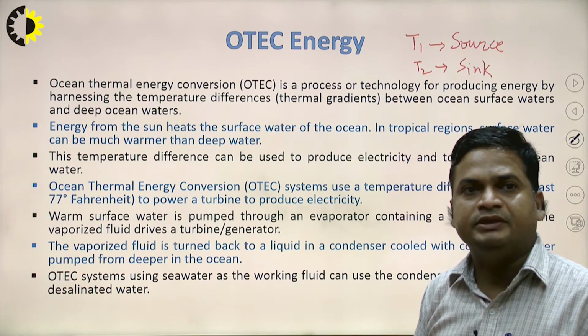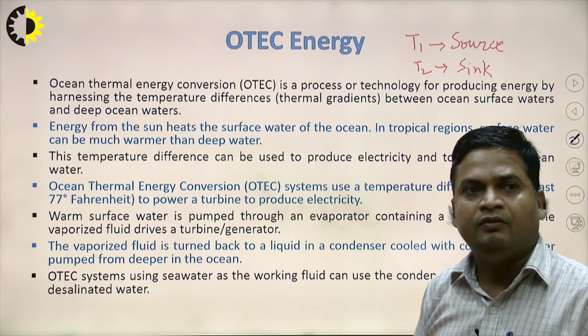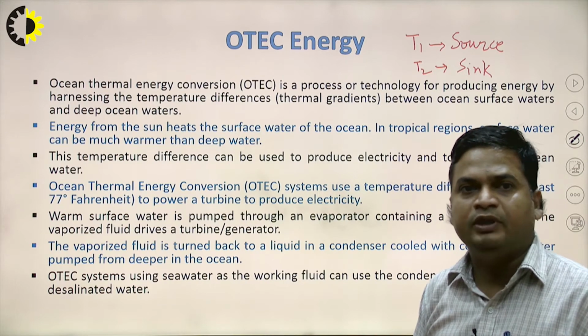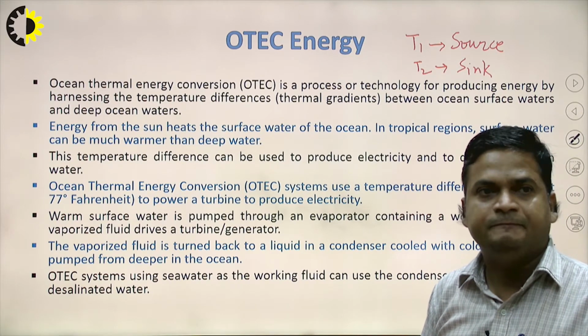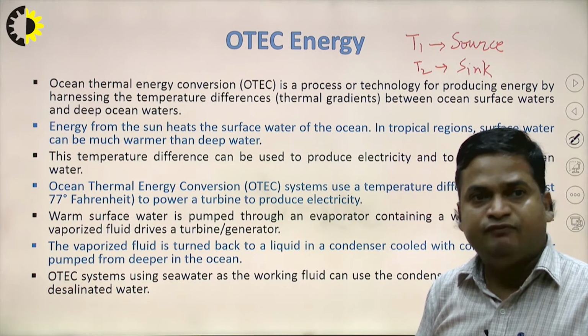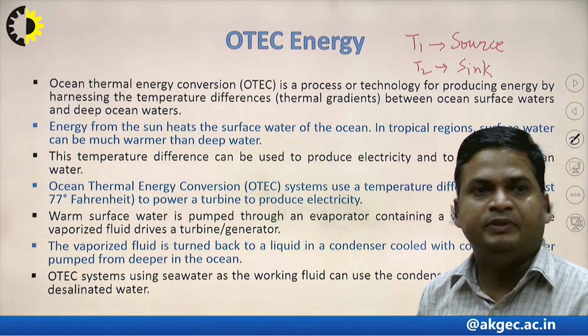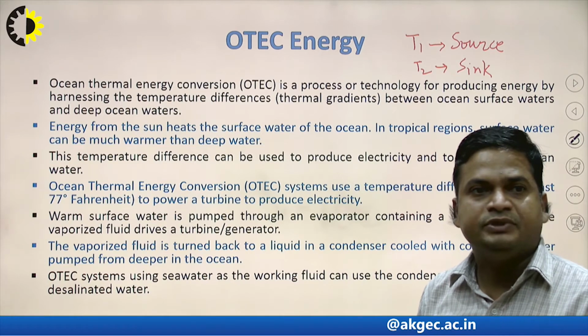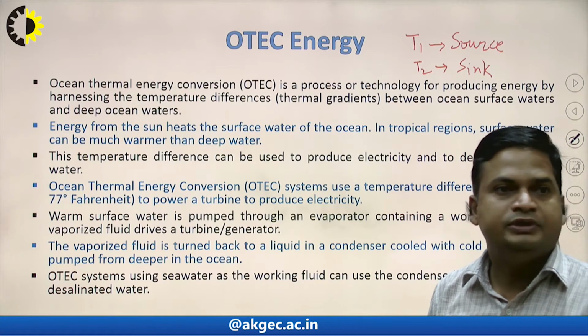Ocean thermal energy conversion (OTEC) systems use a temperature difference of at least 77 degrees Fahrenheit to power a turbine to produce electricity. Warm surface water is pumped through an evaporator containing a working fluid. The vaporized fluid drives a turbine and thereby a generator to produce electricity. The vaporized fluid is turned back to liquid in a condenser cooled with cold ocean water pumped from deeper in the ocean. OTEC systems using seawater as the working fluid can use the condensed water to produce desalinated water.